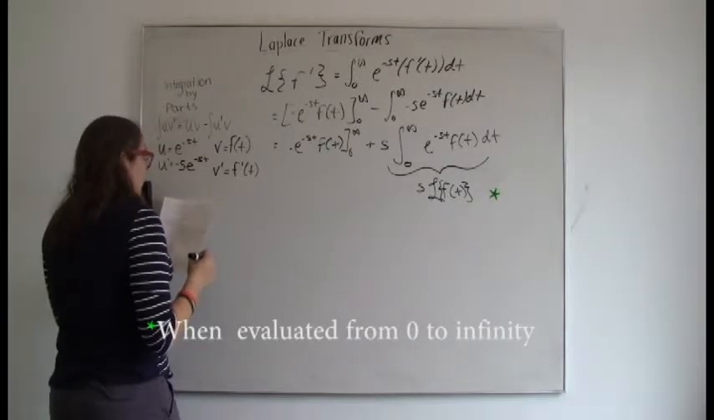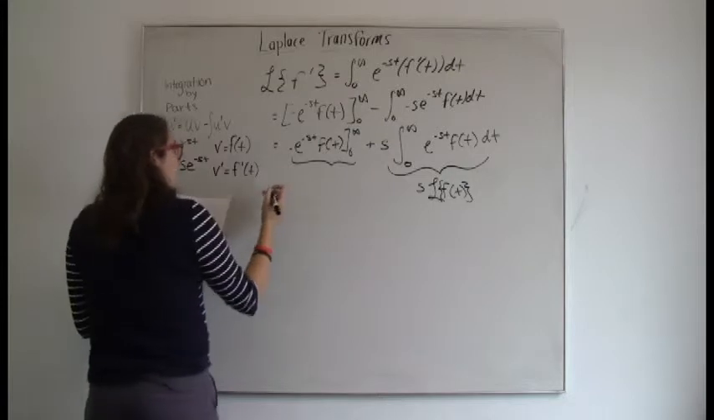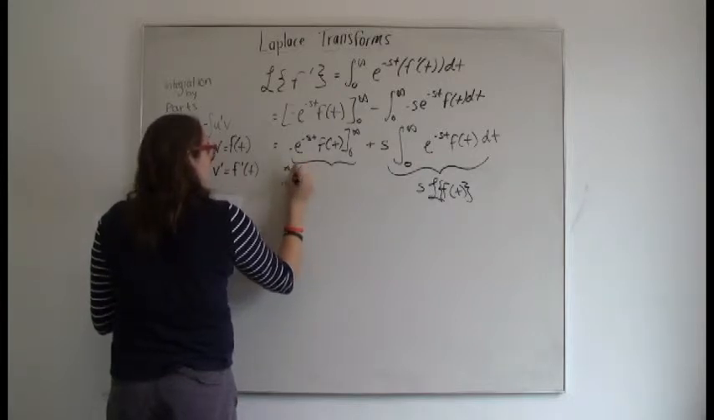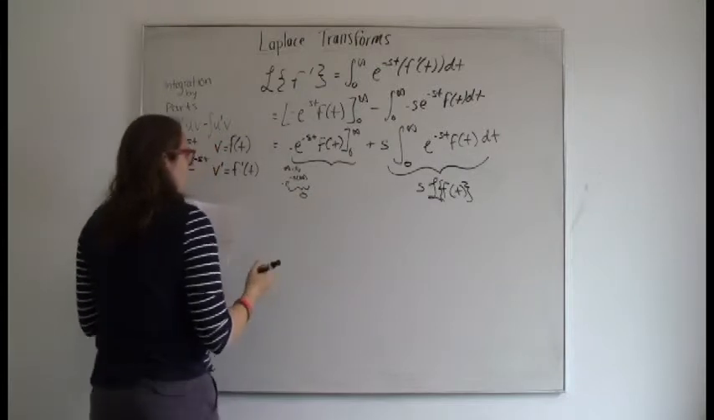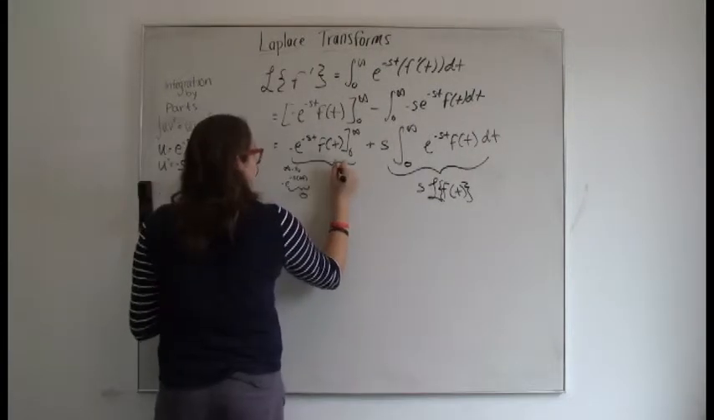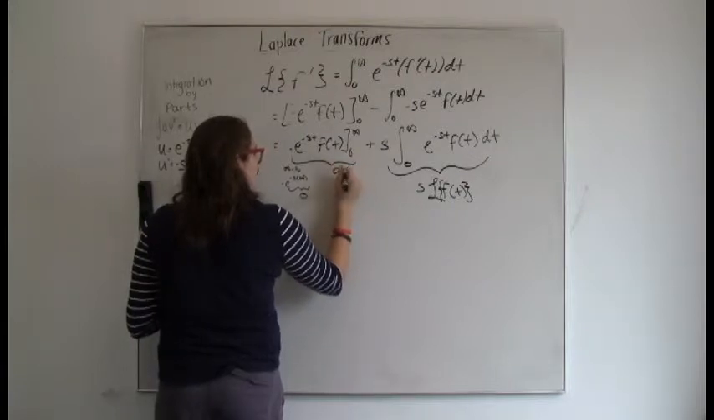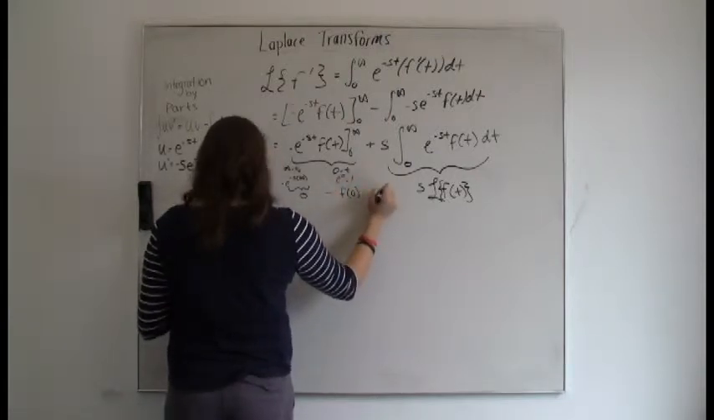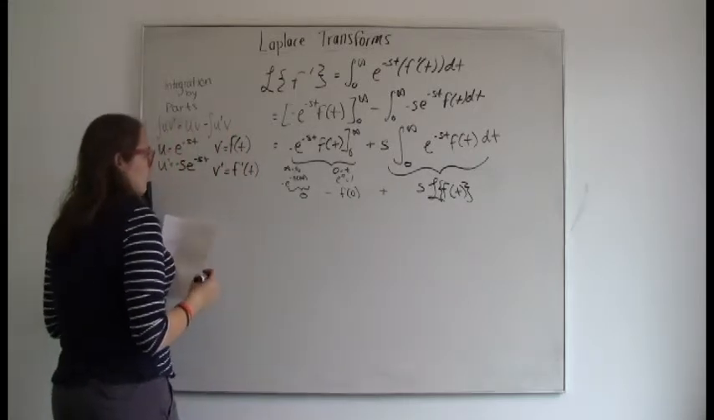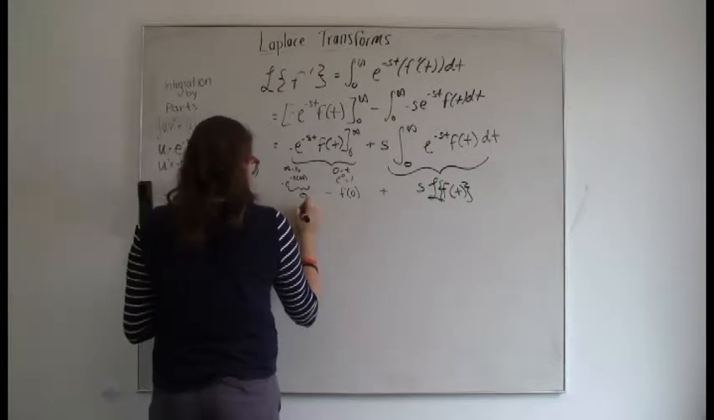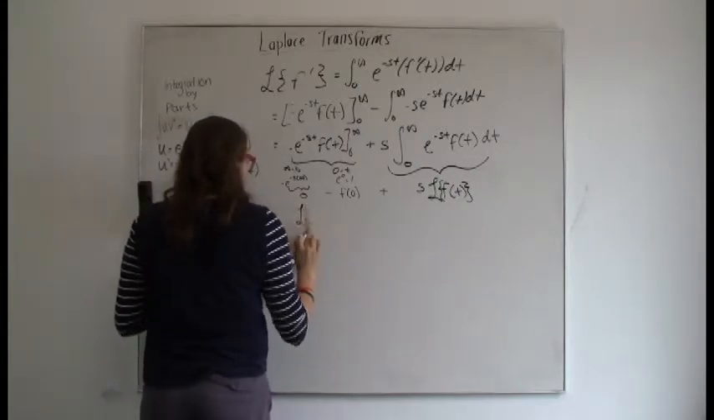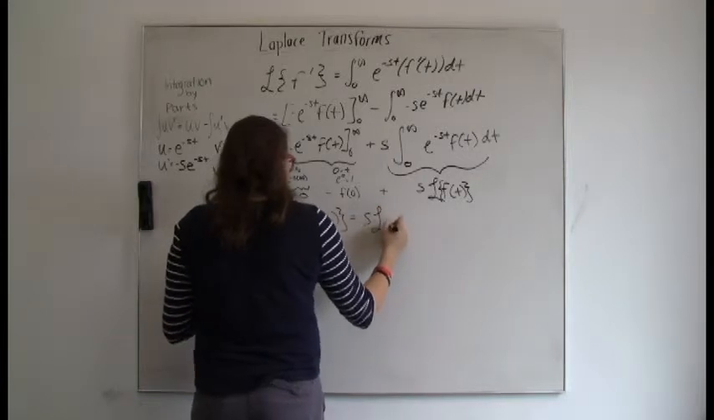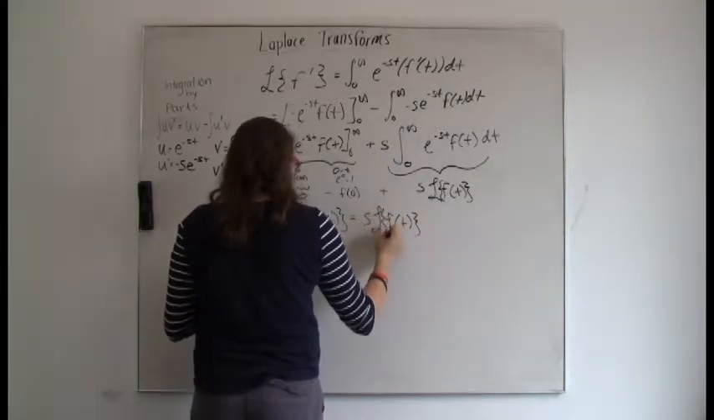So now let's evaluate our first part, the uv part. So when you evaluate it at infinity, we can assume that e to the negative st goes to 0 faster than f of t goes to infinity. So we can assume that this then goes to 0. And then when you evaluate it at 0, e to the 0 is just 1. So you get 1 times f of 0. So then you're left with 0 minus f of 0 plus the s times the Laplace transform of f of t. So we can rearrange this and make it look prettier and say that the Laplace transform of f prime of t is equal to s times the Laplace transform of f of t minus f of 0. This is a pretty powerful tool.